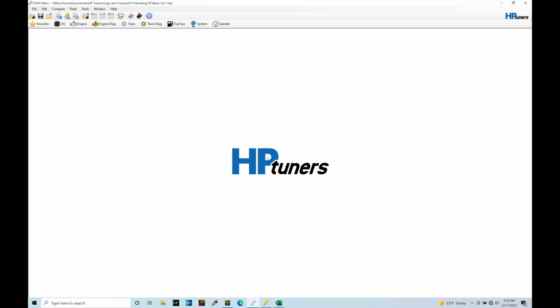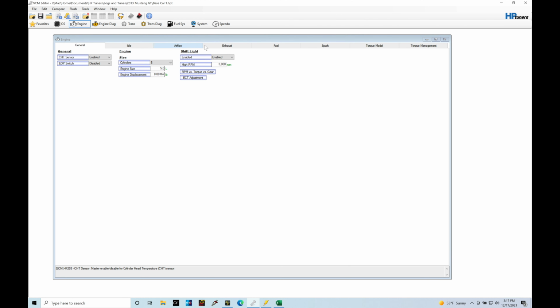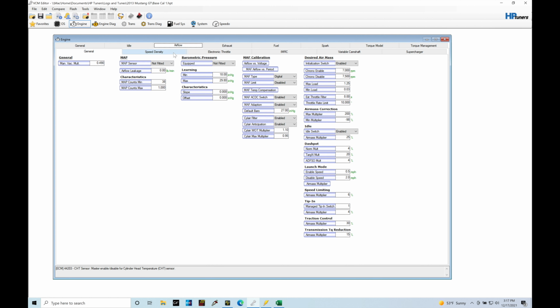Okay, so the first thing we're going to do, I have a 2013 Mustang GT file open. We can find that right here. Any 11 to 14 file that I provided in the example folder in our course packet will be fine to open up so you can follow along in this training tutorial. So I'm going to go in here to my engine tab, and from engine we're going to move across here to airflow and then into the general tab. Now in our general tab, we can move over here into our MAF calibration area. This is everything related to the mass airflow sensor.